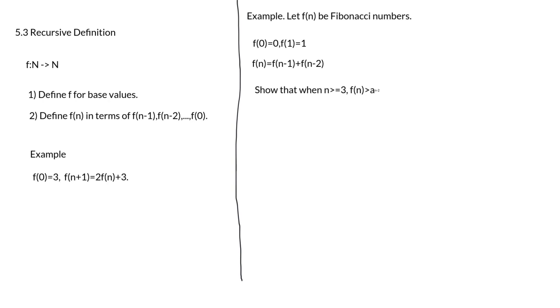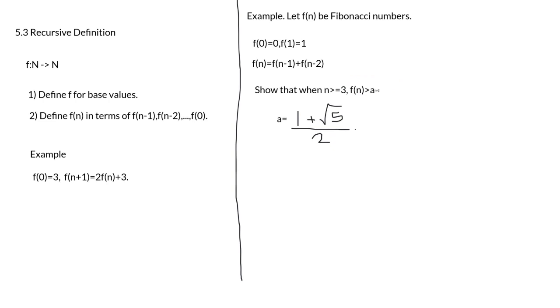Here a is the following. a is equal to (1 plus the square root of 5) divided by 2. Therefore, the goal here is to prove that f(n) with this recursive definition satisfies the relation f(n) greater than a to the n minus 2 for all n.